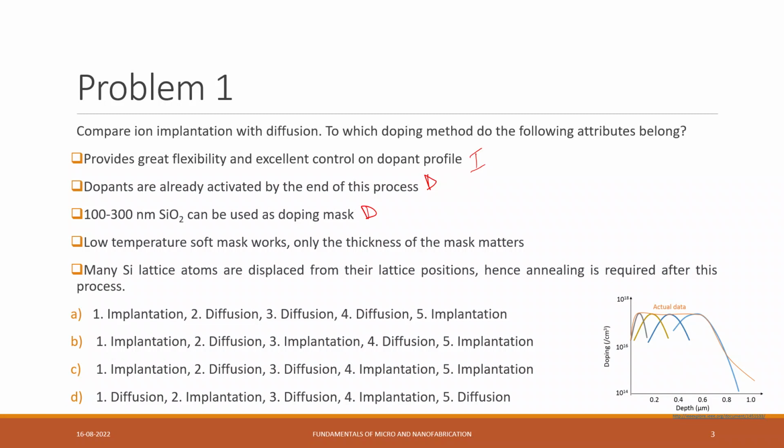In the implantation process we use photoresist as a mask, so we can tune the thickness and get the desired result. We can't use silicon oxide here. So it's more relevant to implantation. And the last one is many silicon lattice atoms are displaced from their lattice positions, and hence annealing is required. Annealing is only required in implantation. So implantation, implantation, implantation. So C is the correct one.